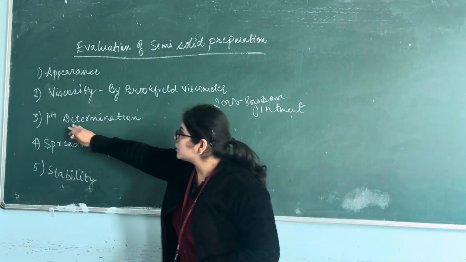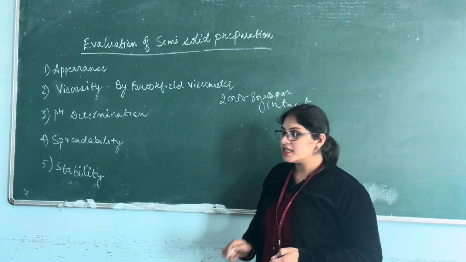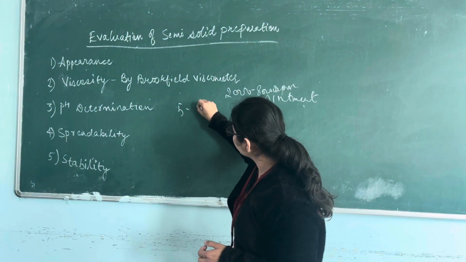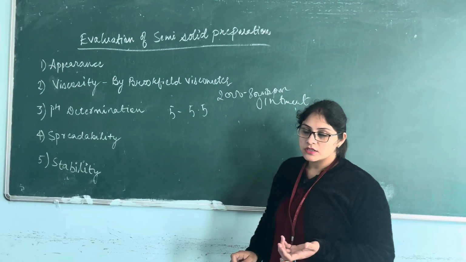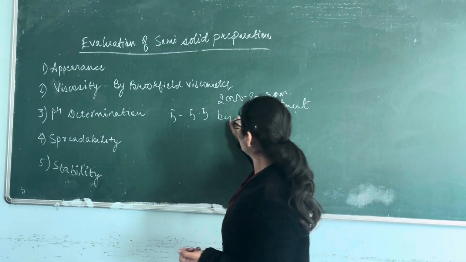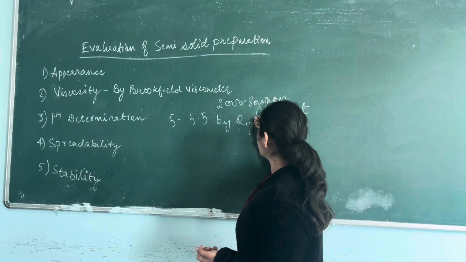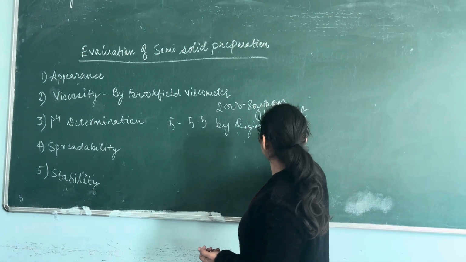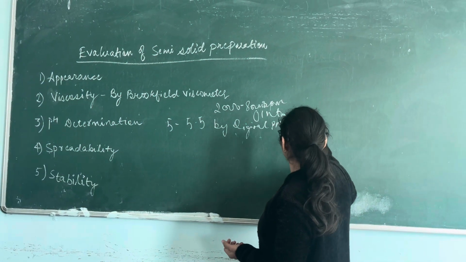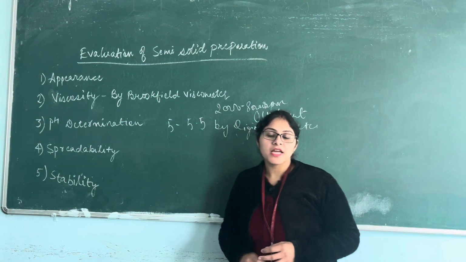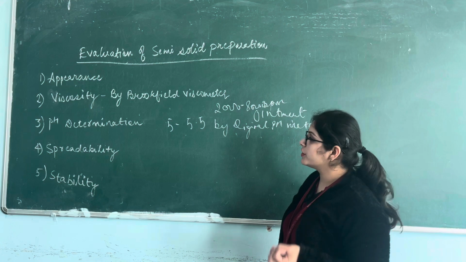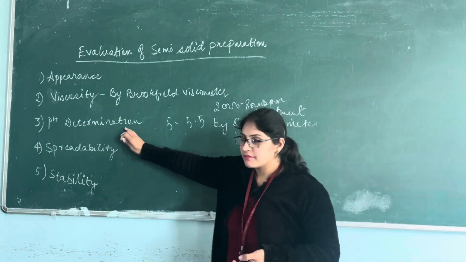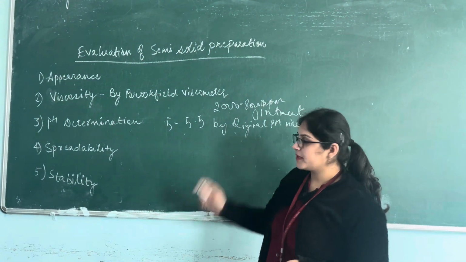Then pH determination. Our skin has a pH of 5 to 5.5. So we determine the pH of the semi-solid dosage form by using a digital pH meter. The digital pH meter gives the exact value of the pH of the solution, ointment or semi-solid dosage form. So we determine the pH using a digital pH meter.